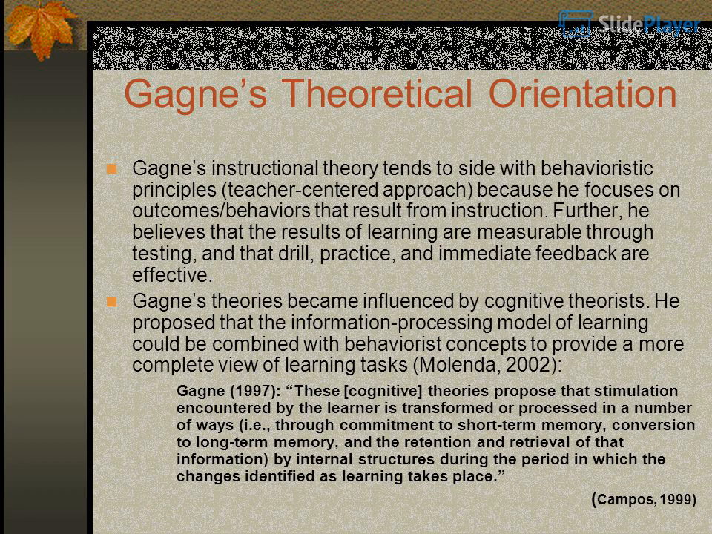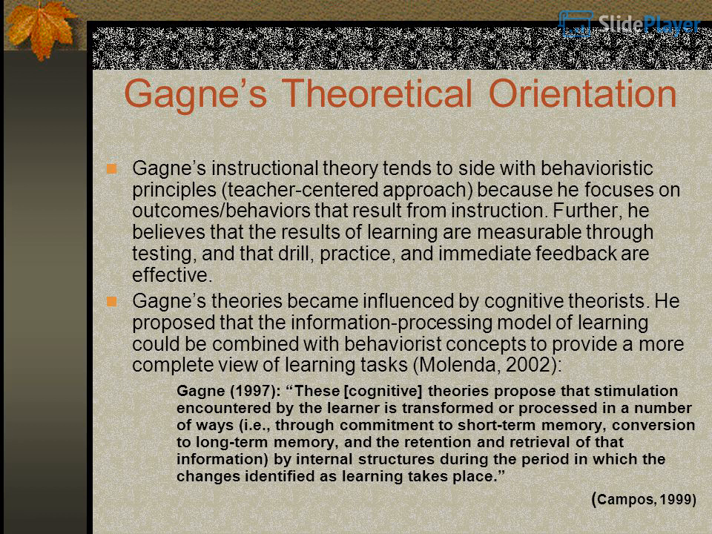Gagne's theoretical orientation. Gagne's instructional theory tends to side with behavioristic principles, a teacher-centered approach, because he focuses on outcomes and behaviors that result from instruction. Further, he believes that the results of learning are measurable through testing, and that drill, practice, and immediate feedback are effective. Gagne's theories became influenced by cognitive theorists.